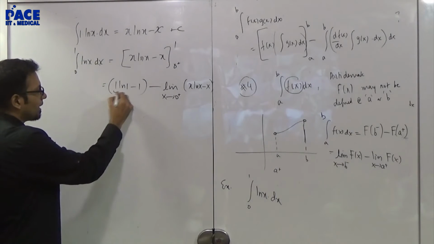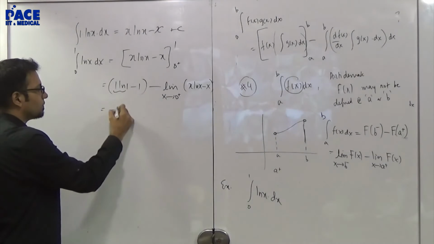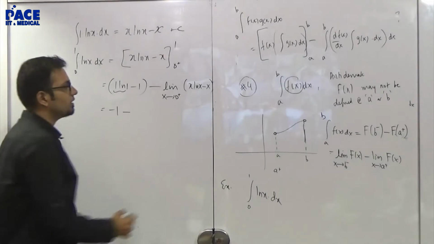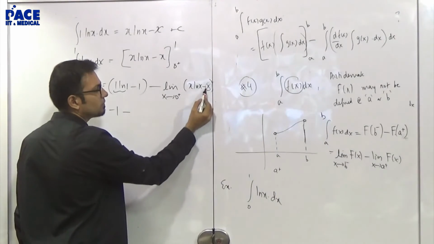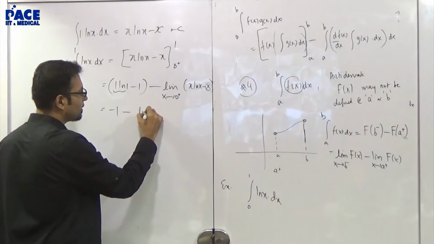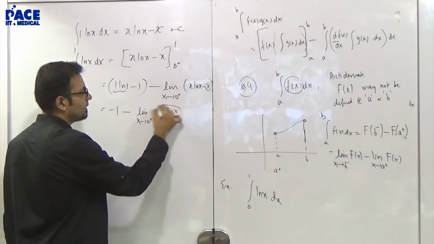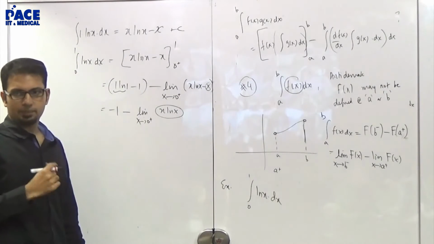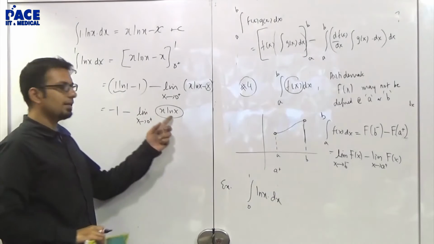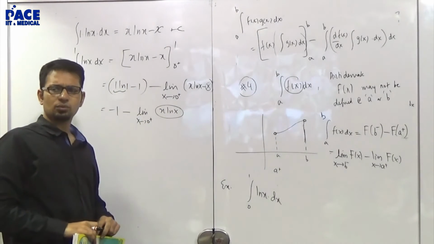नाउ ये कितना हो गया? ये 0 हो गया, ये माइनस 1. This is minus 1 minus of, now this ये तो सिंपल है, limit of x is 0 है ना. So I have to find basically limit of x ln x. ये कौन से फॉर्म का है? 0 into infinity. ln 0 is tending to minus infinity, and 0, so 0 into infinity. How to do this?